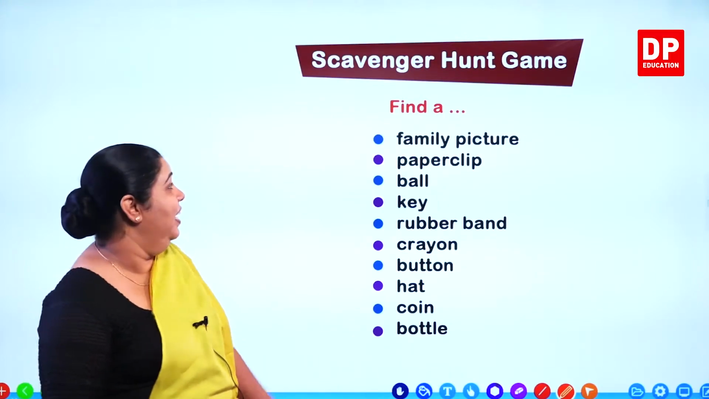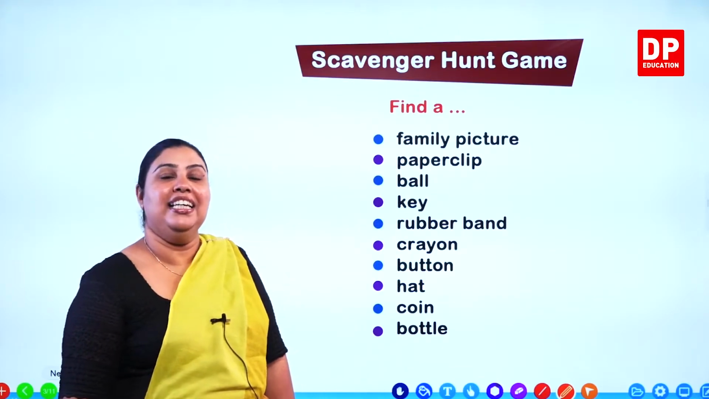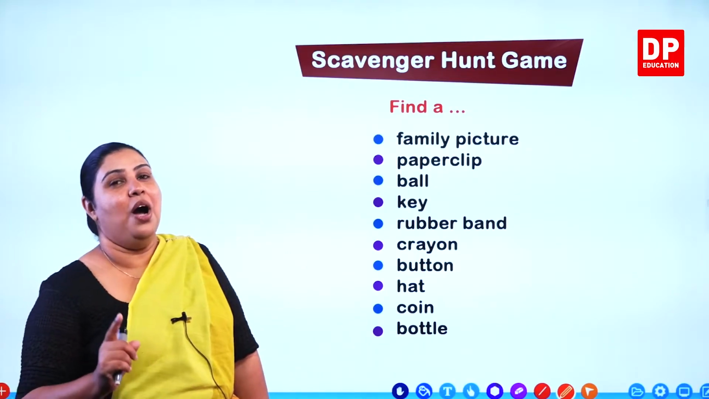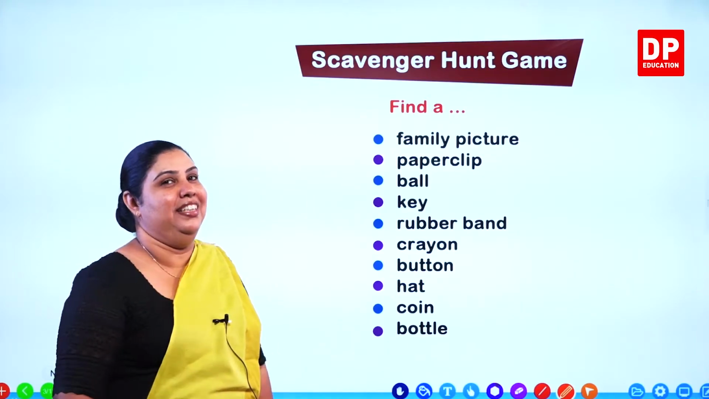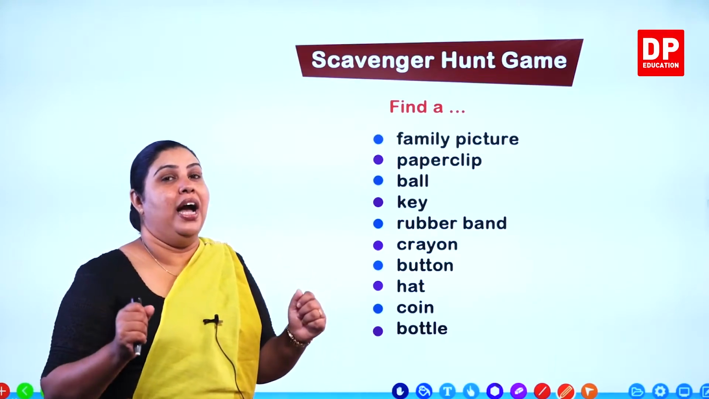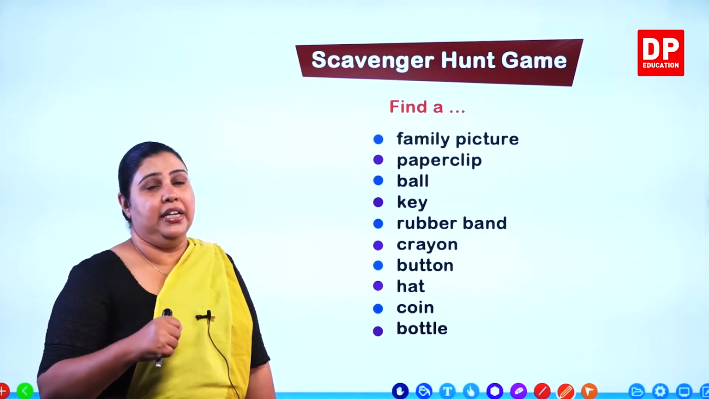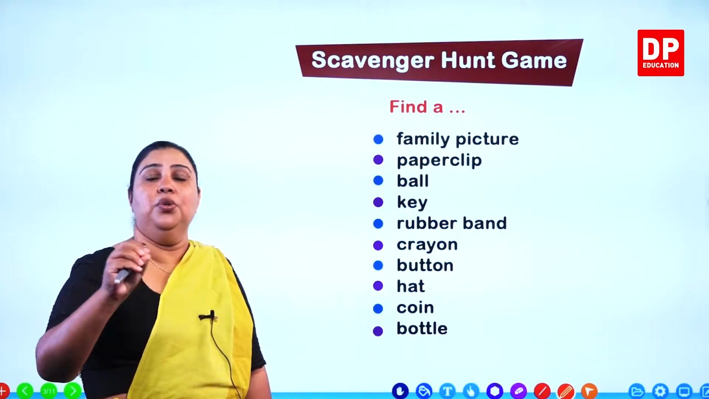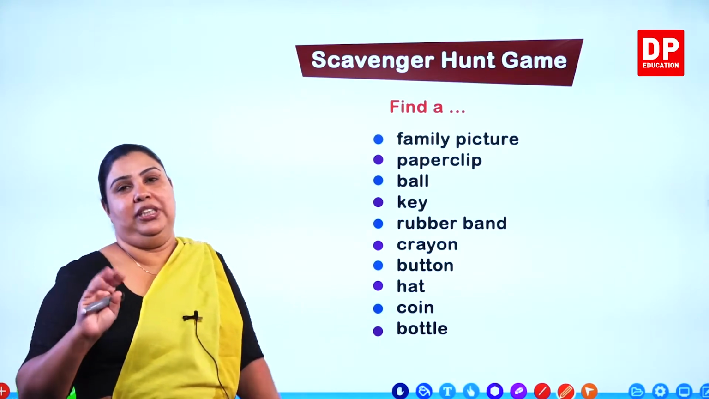Then we have find a key. What is a key? A key. Find a key. Oh, now I think finding a key is sometimes very difficult. Isn't that so? Sometimes finding a key is very hard. Why is that? Sometimes when you go out and come back, you just open the door and leave the key hanging on the door itself. Sometimes we open the door with the key and just leave the key there.